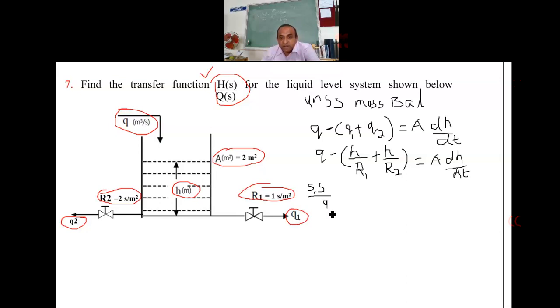You will get Q of S minus Hs divided by R1. Are you able to see? So Hs, steady state, see resistance will not change. So it is as it is. So this right hand side term becomes 0. Correct? So I'll call it as equation number 1. I'll call this as equation 1 and this as equation number 2.